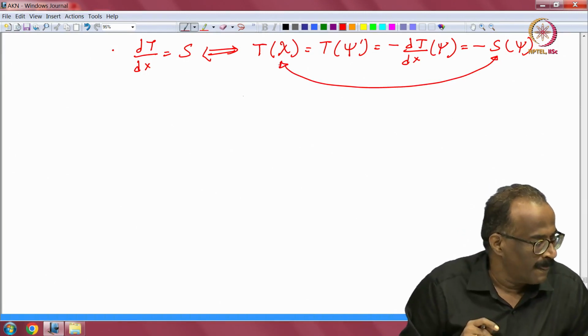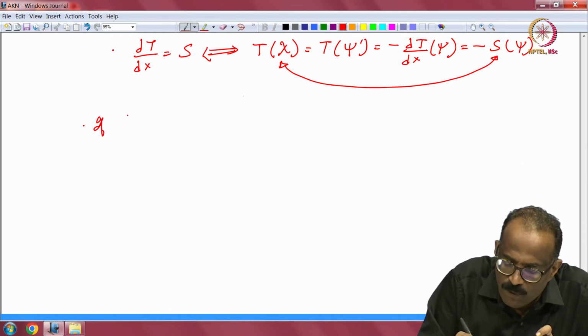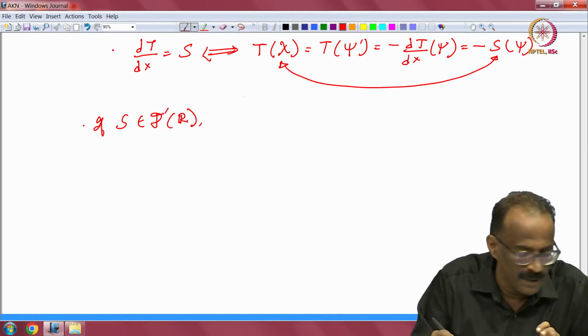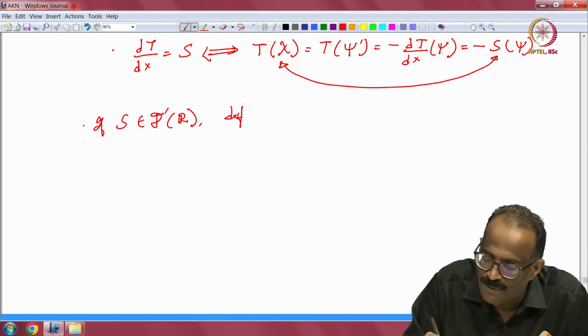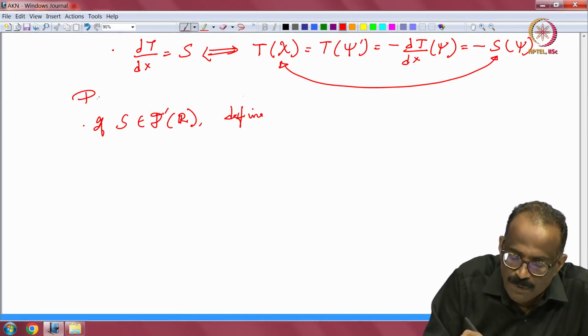So if S is in D prime of R, let me do it slightly quickly. Now I want to solve the primitive problem.